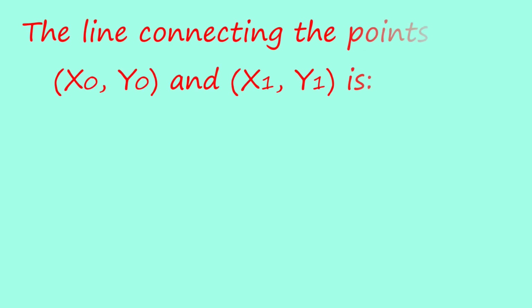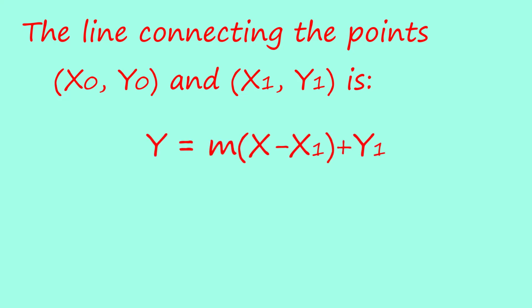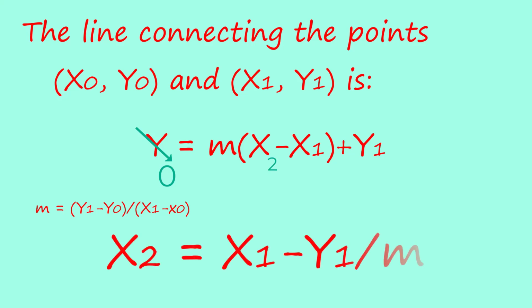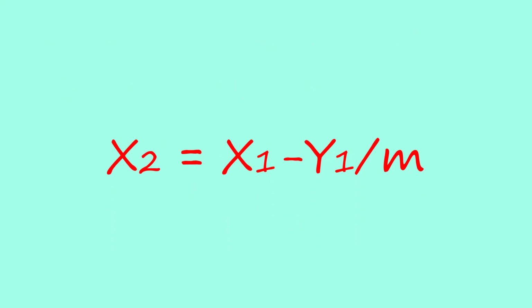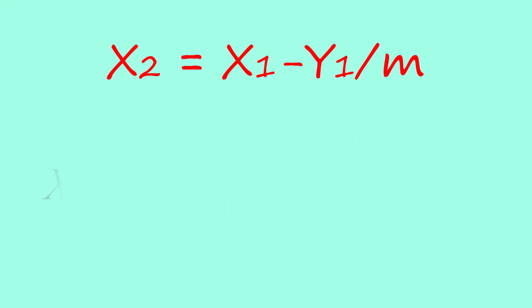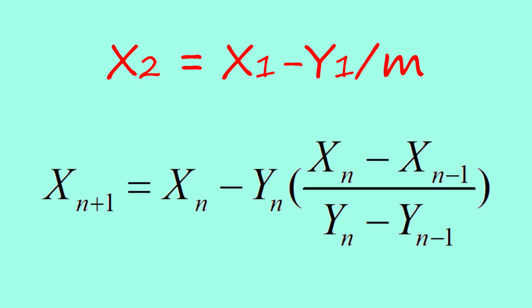Now from a mathematical point of view, the line connecting the points x0, y0 and x1, y1 is y equals m times (x minus x1) plus y1, where m is the slope of the line. Now to find the x-intersect, y must be set equal to 0, and by reordering the equation, we find x2. And the general formula to find the n plus 1 point is this.